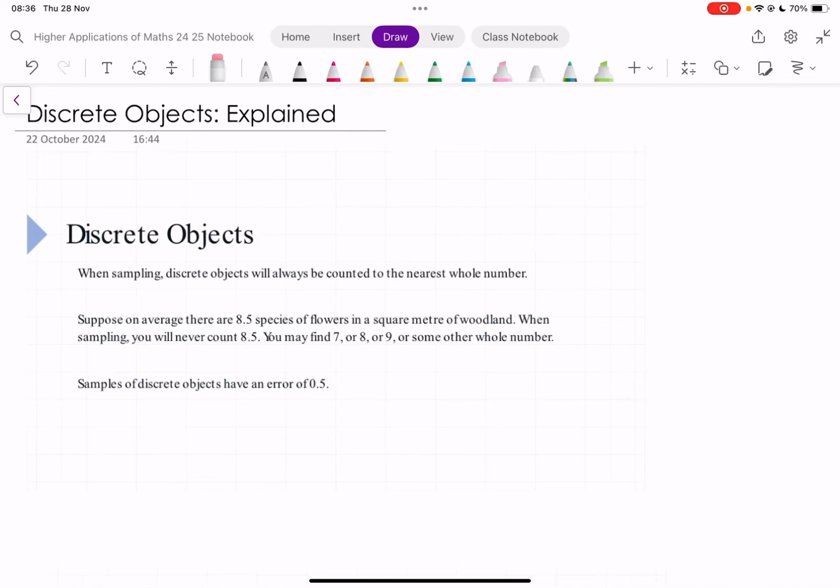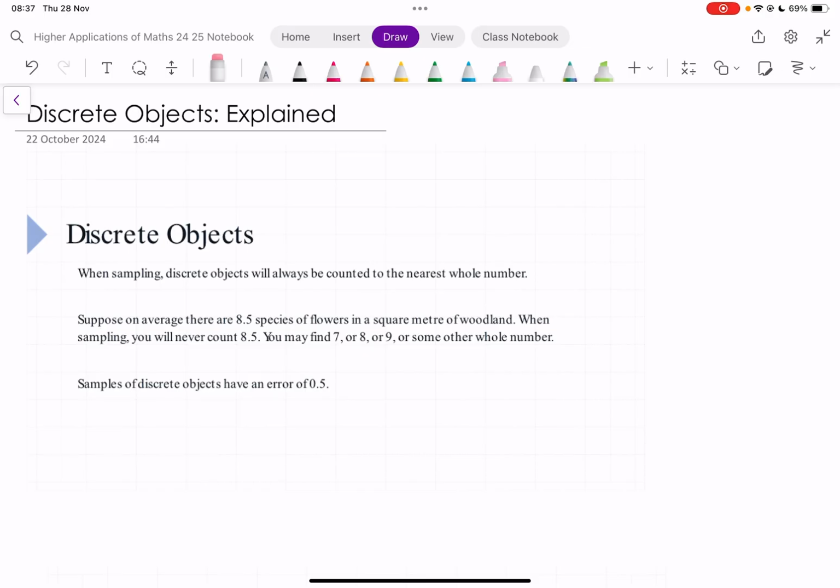We're now going to have a look at objects that are discrete and the errors that come across with that. So what I mean by an object that is discrete is something that can only be counted in ones. So people, they are discrete objects. You have one person, two people, three people, that sort of thing. You don't have 2.5 people. Now, obviously, if we work out the mean of something, we may end up with 2.5, and that's absolutely fine. But in terms of counting them discretely, you go up in ones.